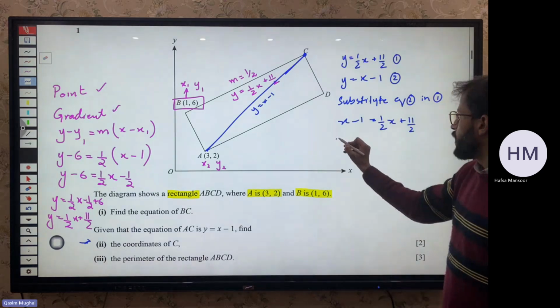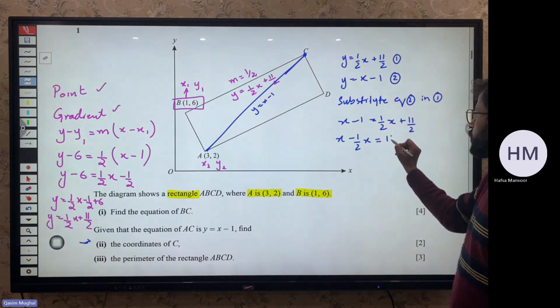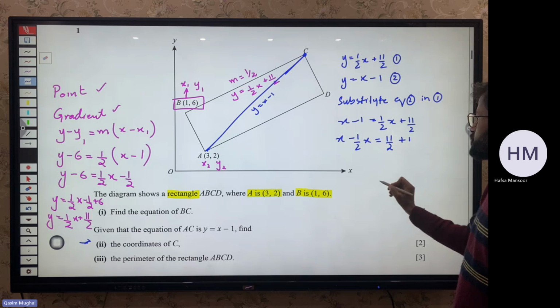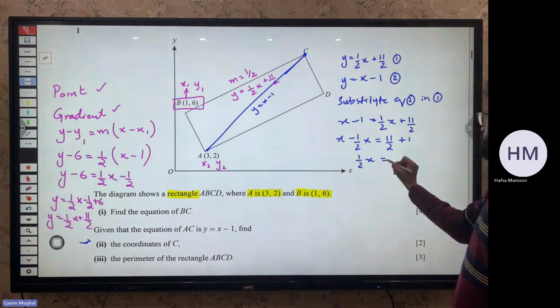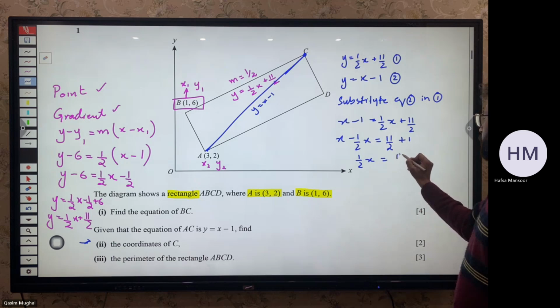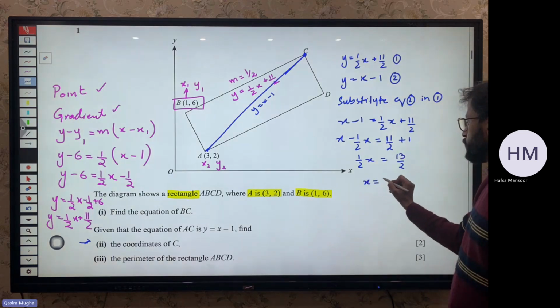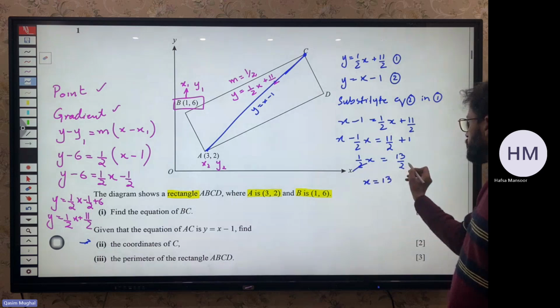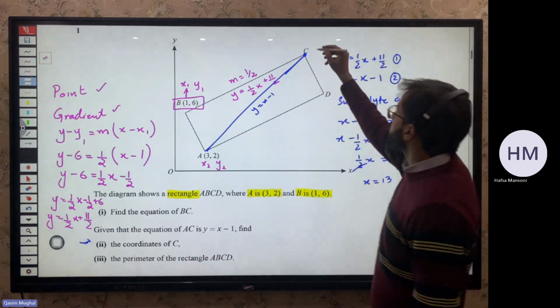So x minus 1 equals 1/2x plus 11/2. Okay. So x minus 1/2x is equal to 11/2 plus 1. 1/2x equals 13/2 and x is equal to 13. The 2 will cancel with the 2. Okay? You have the x coordinate, which is 13.